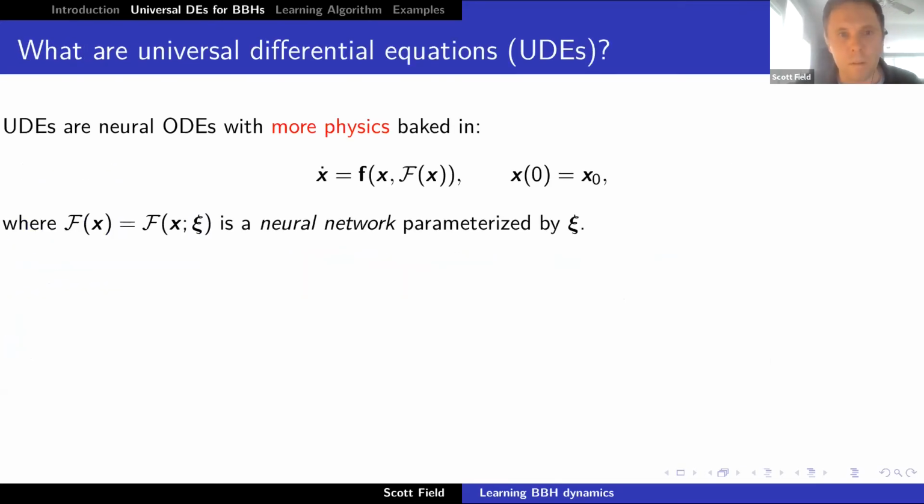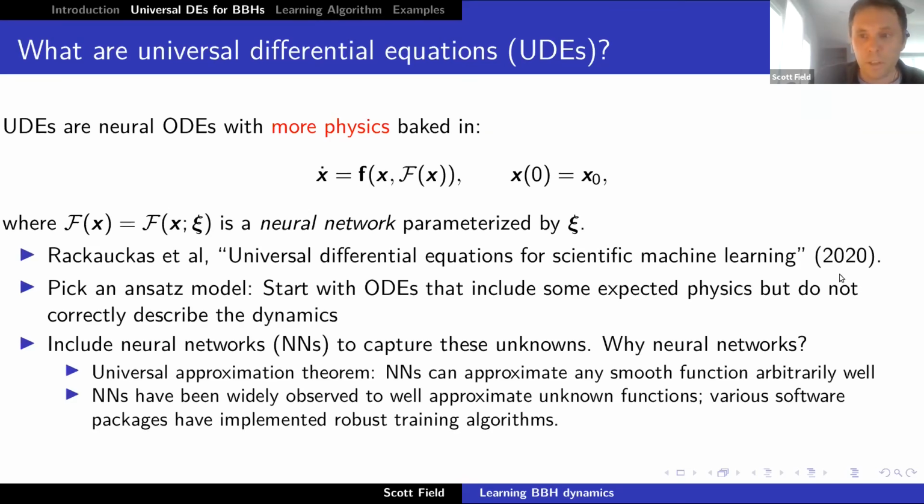Okay, so just a quick bit of terminology. We'll be using a technique called universal differential equations. So we want to know what those are exactly. They are basically neural ODEs, so ordinary differential equations that have neural network terms and have more physics baked in. This is just an ODE of the usual form: the time derivative of x equals the right-hand side, which depends on the dependent variable x, as well as this neural network here that we have to train. So these are parameterized by unknown parameters. This idea was introduced fairly recently in 2020 by Rackauckas et al.